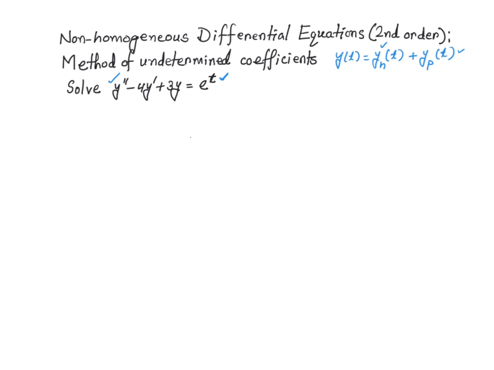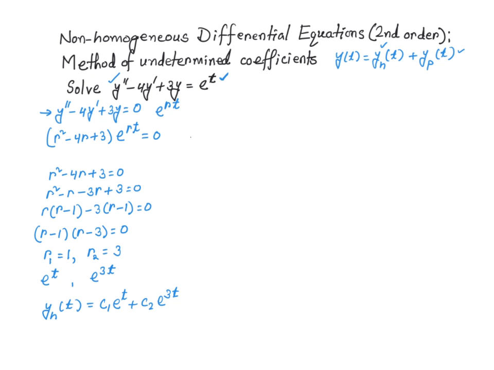Now let's first go ahead and solve the homogeneous part, which is very easy. So the corresponding homogeneous equation would be y double prime minus 4y prime plus 3y is equal to 0. And our assumption would be that our solution to this homogeneous differential equation is of the form y is equal to e to the power rt. Then we are going to take the first and second derivative and plug those values into this equation.